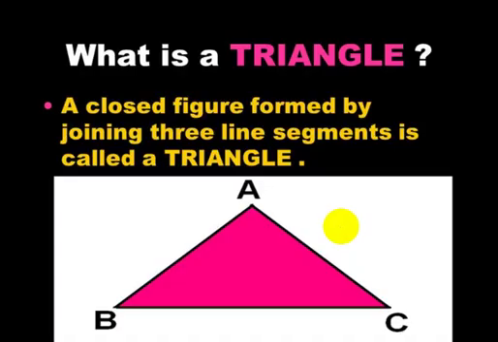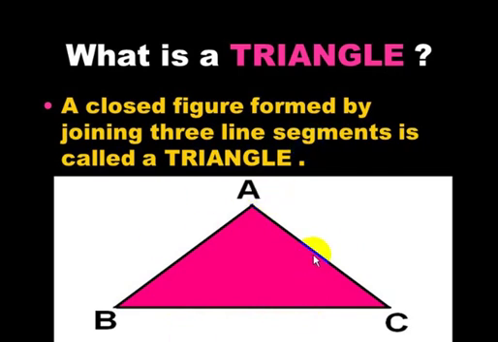A closed figure formed by joining three line segments is called a triangle. So that's the shape of a triangle. A triangle consists of three segments as you see. We have the first one is AB, the second is AC, and the third one is BC. So we have three line segments, so they form a triangle.